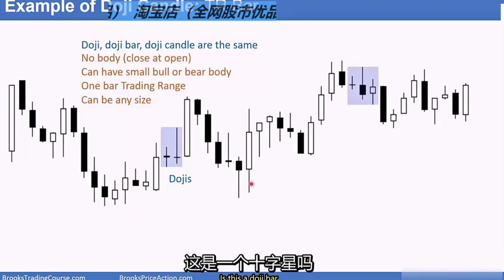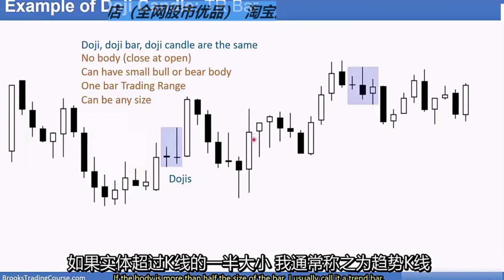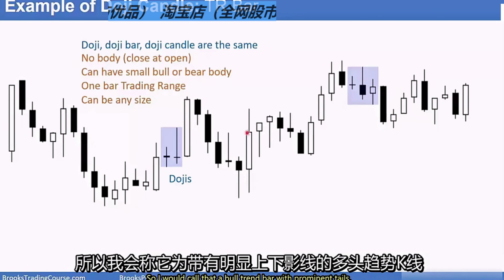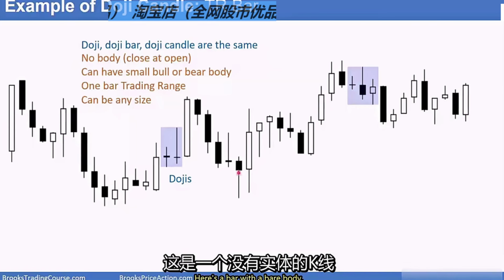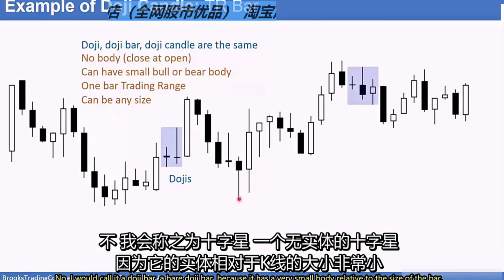Is this a doji bar? It has prominent tails, but it has a pretty big body. If the body is more than half the size of the bar, I usually call it a trend bar. So I would call that a bull trend bar with prominent tails. Here's a bar with a bear body. Is it a bear trend bar? No, I would call it a doji bar, a bear doji bar, because it has a very small body relative to the size of the bar.